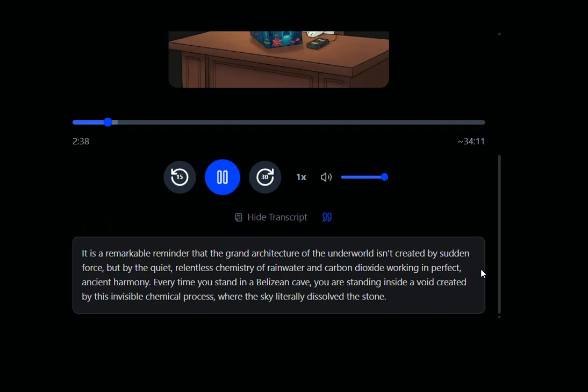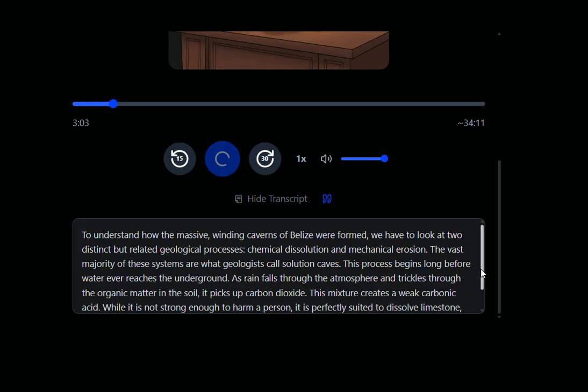It is a remarkable reminder that the grand architecture of the underworld isn't created by sudden force, but by the quiet, relentless chemistry of rainwater and carbon dioxide working in perfect, ancient harmony. Every time you stand in a Belizean cave, you are standing inside a void created by this invisible chemical process, where the sky literally dissolved the stone.